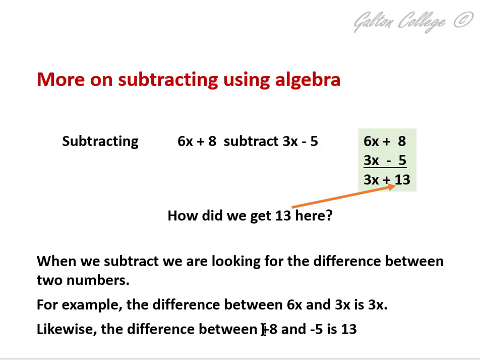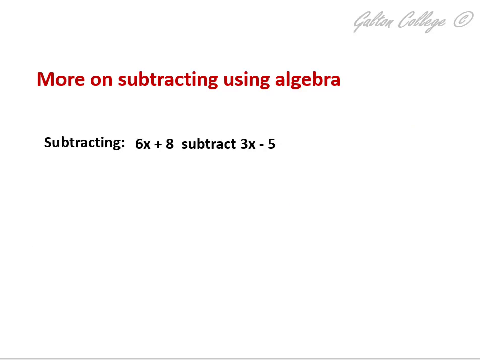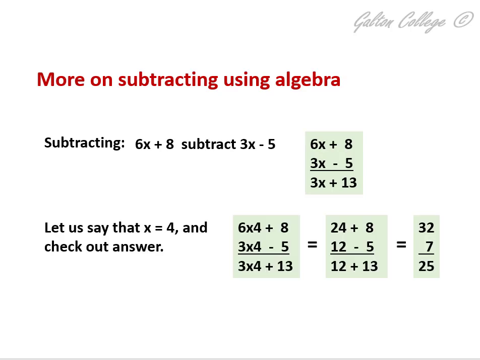That is the difference. If we take away 8, we get down to 0. Then we've got to go to minus 5. Carry on. So 5 and 8, 13. And that's how we get the 13 up here. So 6x plus 8, subtract 3x minus 5, that's what we get. Now we can check that that is correct.